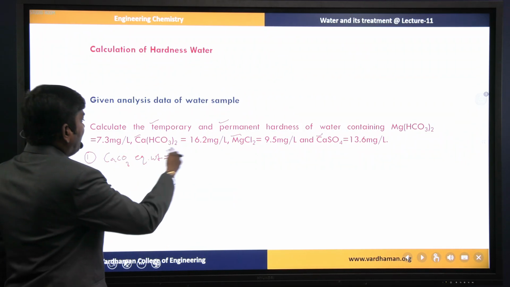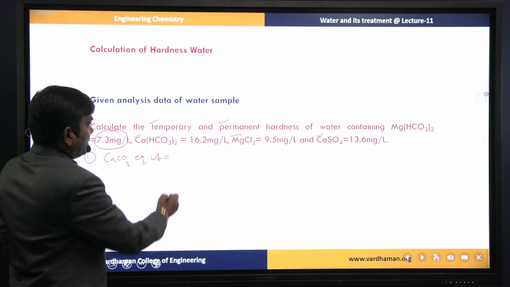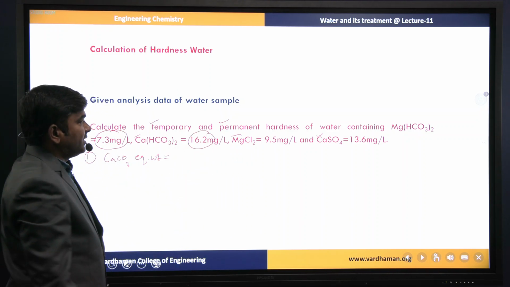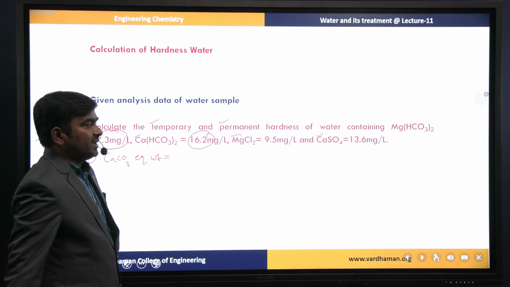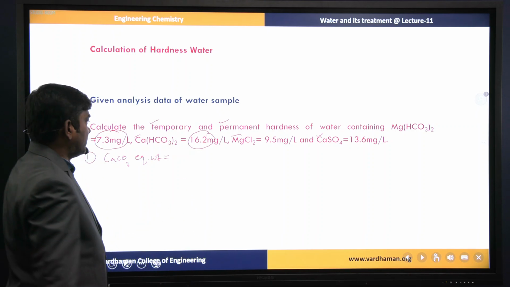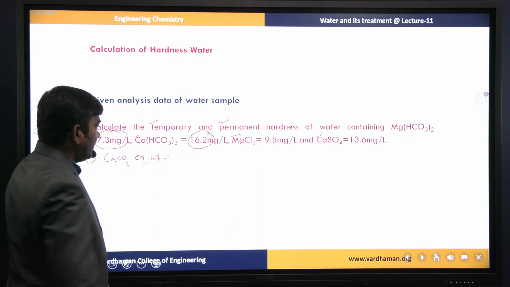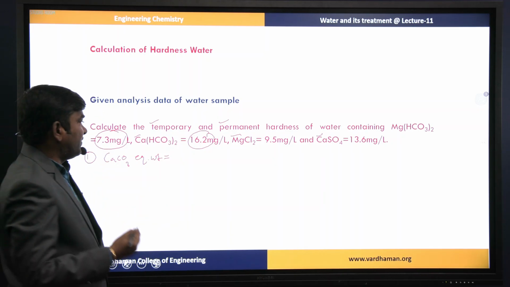Whatever the weights are given, this is the amount of magnesium bicarbonate and this is the amount of calcium bicarbonate, and 9.5 mg per liter is the magnesium chloride amount and 13.6 is the calcium sulfate amount, right? So first we need to convert into calcium carbonate equivalent weight. In the next slide you are going to see the formula.